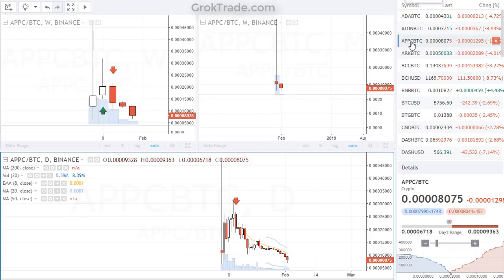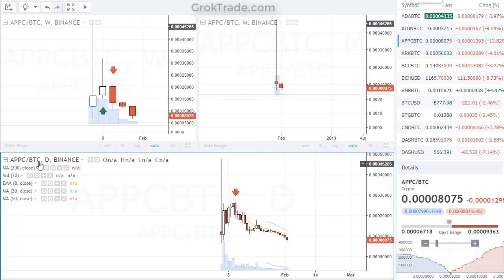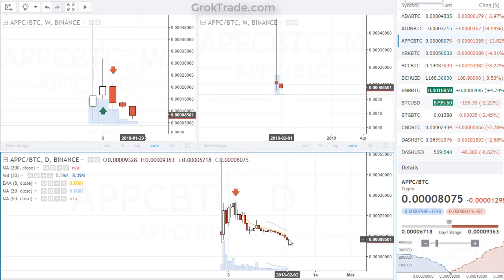Let's take a look at APPC, BTC against the Bitcoin. You can see the ticker symbol up here. Binance, and we're dropping. We're going down, down, down, down, down, down, down. But man, it just looks like it's trying to find a bottom to me.